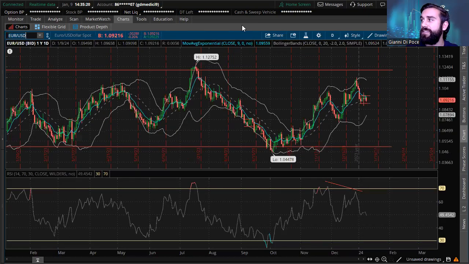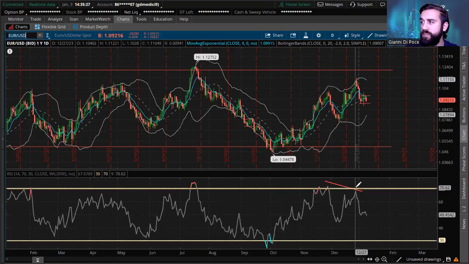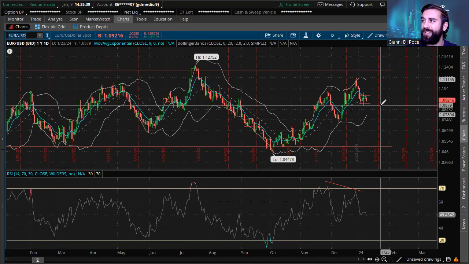The euro is consolidating its recent losses. I think the high that we formed here back at the end of 2023, with this case of bearish divergence in the RSI indicator, does point to some momentum exhaustion on the upside. And as a rule, consolidations of losses are bearish price action.